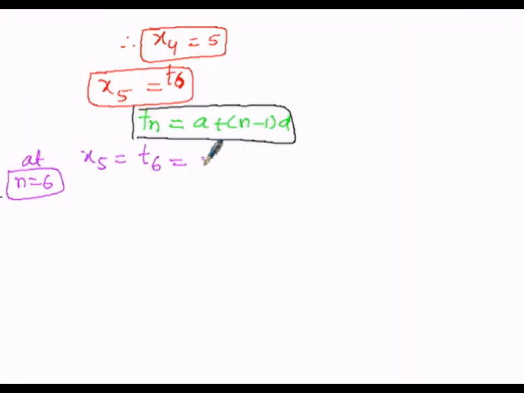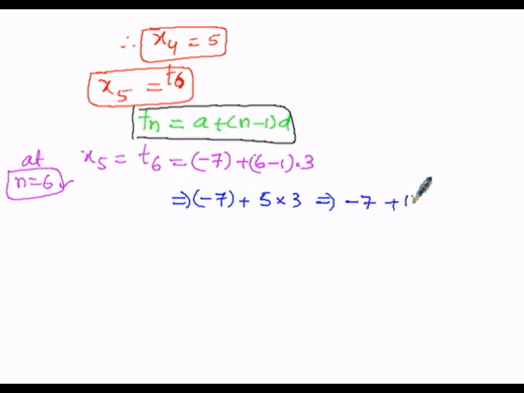So a must be replaced by minus 7, plus n. The value of n is 6, minus 1 within the bracket, into the d value of 3 as per the problem. The next step: minus 7 within the brackets plus 6 minus 1 is 5, into 3. That implies minus 7 plus 5 threes is 15. Minus into plus is minus, so for further simplification we subtract greater minus least: 15 minus 7 is 8. To assess the sign of this 8, see the greater one among 7 and 15. 15 is greater than 7, so 15 has a positive sign, and 8 has a positive sign. In this manner I got x5. So x5 is equal to positive 8.